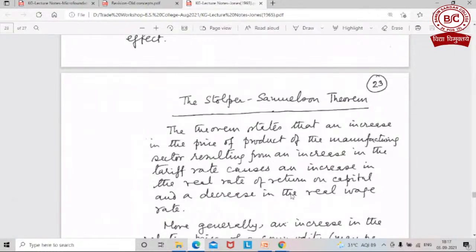So the rate of return on the factor in which it is intensive, which is capital here, that is the rate of return on capital, must increase. And the rate of return on the factor in which it is unintensive, that is labor, will fall. This is just the dual of Rybczynski. Is it okay? Yes, sir.